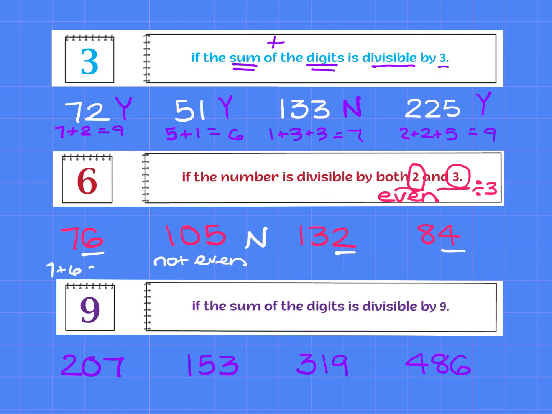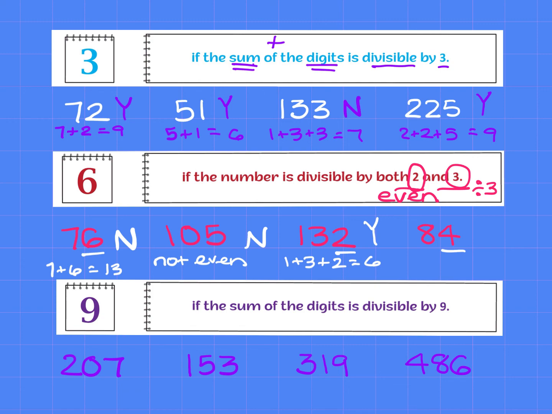So we have to do the sum. 7 plus 6 is 13. Is 13 divisible by 3? No. So even though this is an even number, it's not divisible by 3, so it doesn't have both, and so it's not divisible by 6. 132. 132 is an even number, and if we do the sum, 1 plus 3 is 4, plus 2 is 6. Is 6 divisible by 3? Yes. That means 132 is divisible by 2, and it's divisible by 3, which means it's divisible by 6 also.